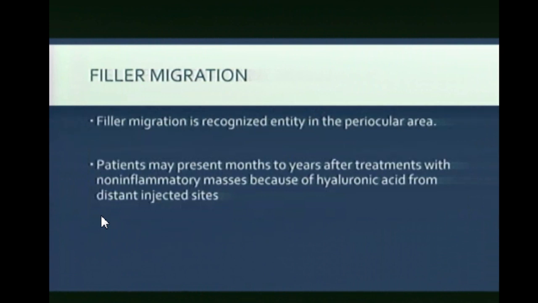Filler migration can happen, and that can present as a lump, and most of the time it happens from a distant area. One of the triggers for this is the patient rubbing the eye or massaging the area where the filler was injected, which triggers movement of the filler to another area nearby the eye.